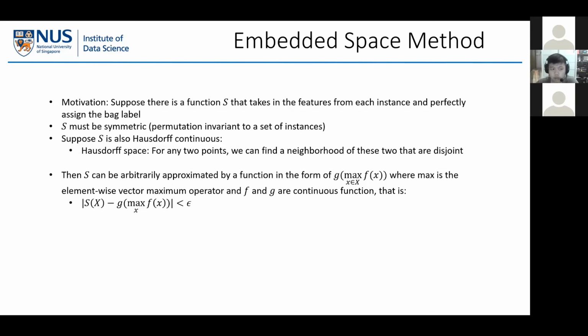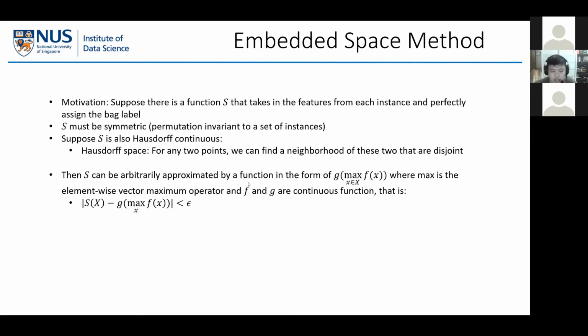This is actually not without motivation. There is a mathematical motivation for this. Suppose we have a function s that takes in features from each instance and perfectly assigns the bag label. So if we have a picture of a beach or a picture of a cat, we have a function that, when we feed in the patches from this image, will assign the correct bag label perfectly. Suppose that function is symmetric, meaning it doesn't care about the order in which we pass our instances. And suppose it is Hausdorff continuous. This is a technical topological term, and we don't need to concern ourselves with it because we can just assume this, at least for most practical applications.